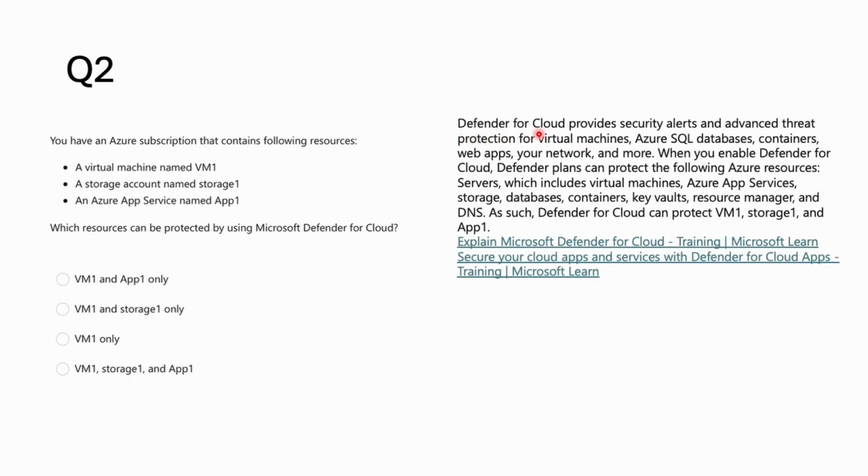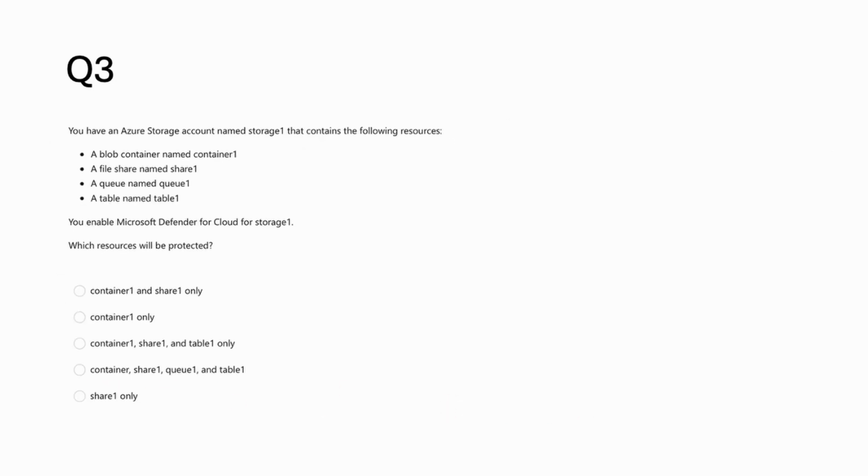Here it says Defender for Cloud provides security alerts and advanced threat protection for virtual machines, Azure SQL database, containers, web apps, your network, and more. So whatever the question is asking falls under Defender for Cloud, and all the given resources will be protected. So the answer should be the fourth one. Let's see what the right answer is. That's the right answer.